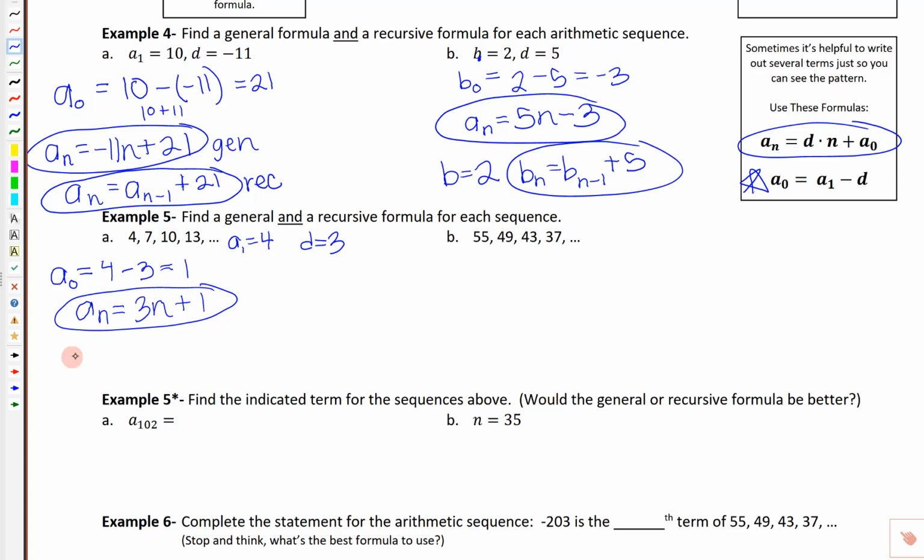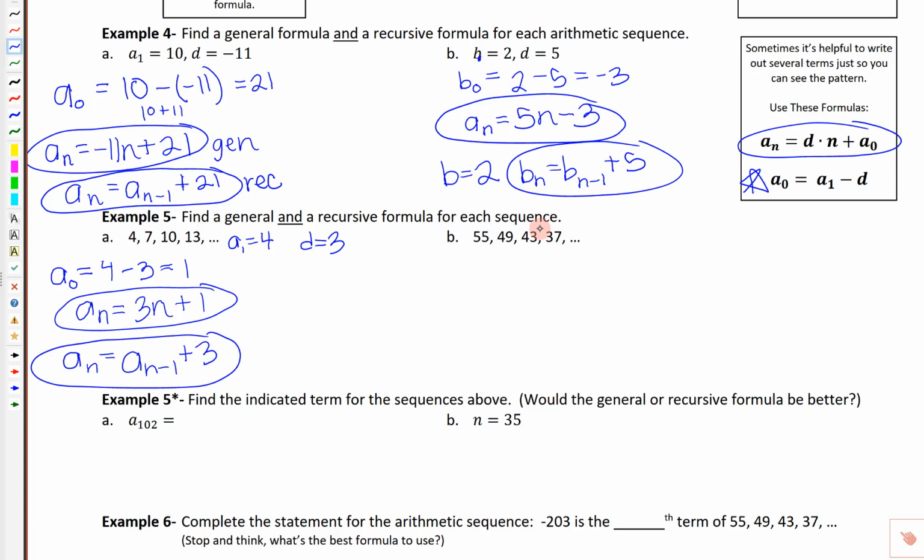Okay, now let's go ahead and do the recursive. A sub n equals a sub n minus 1 plus 3. This means if I want to figure out the 50th term, this one would be a bigger pain because I would have to figure out all 49 terms before it. I'd have to know the 49th term in order to get the 50th term because I need to take the term before it and add 3.